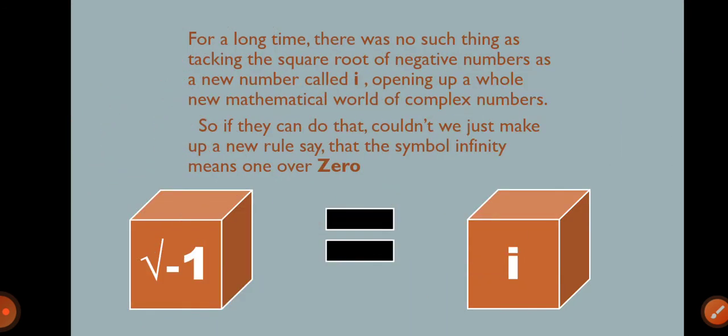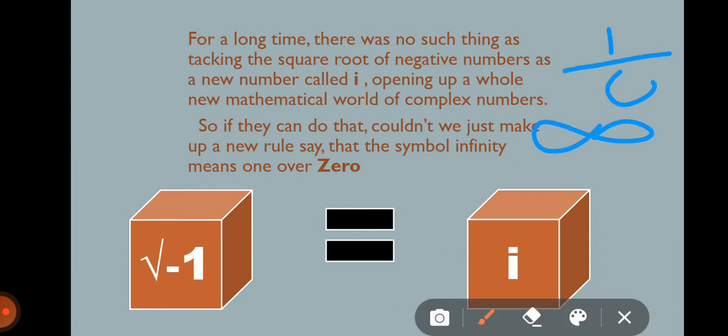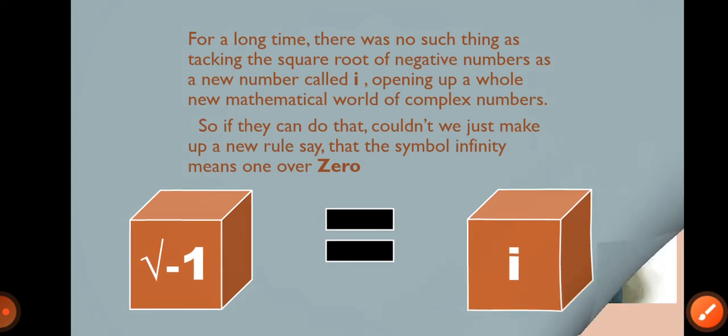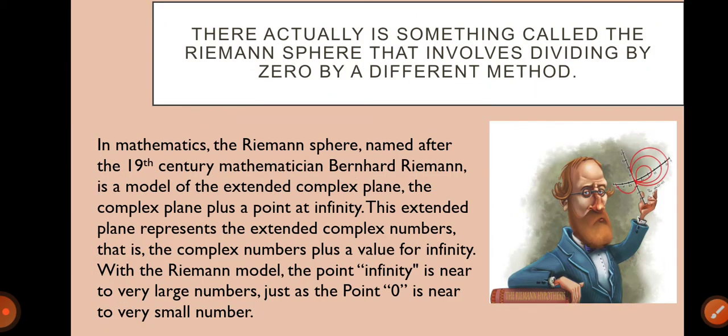For a long time, there was no such thing as taking the square root of a negative number, until it was defined as a new number called iota, opening up a whole new mathematical world of complex numbers. So, if they can do that, could we not just make up a new rule, and say that the symbol infinity means 1 over 0? There actually is something called the Riemann sphere that involves dividing by 0 by a different method.